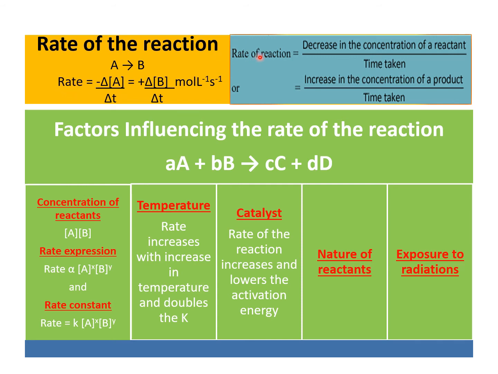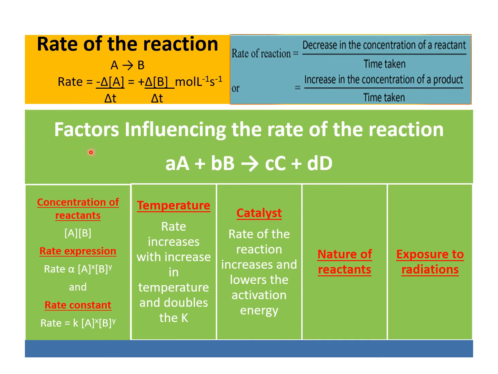That's why the decrease is mentioned with a negative sign: negative delta of concentration of A divided by the difference in time, and this positive shows an increase in the concentration of the product B divided by its time taken. How much time is taken to complete the product formation? How much time is taken to decrease the reactant? So that's why that is mentioned in the form of rate, the speed of the reaction. The unit of the speed of the reaction is mole liter inverse second inverse.